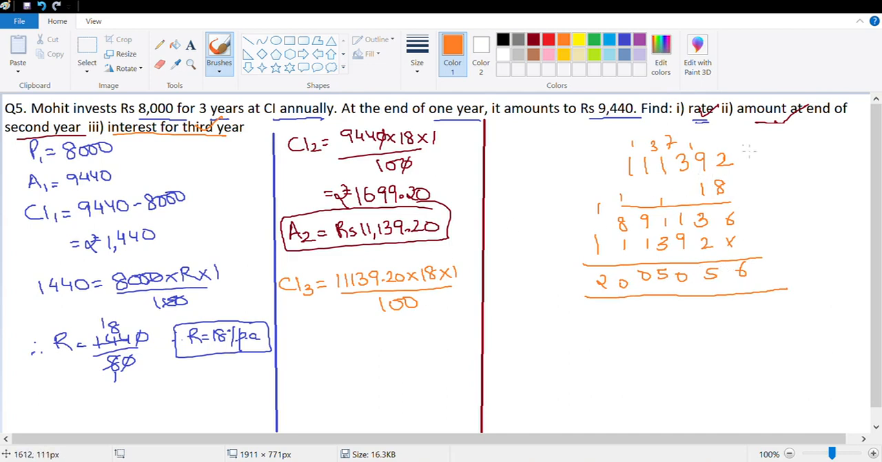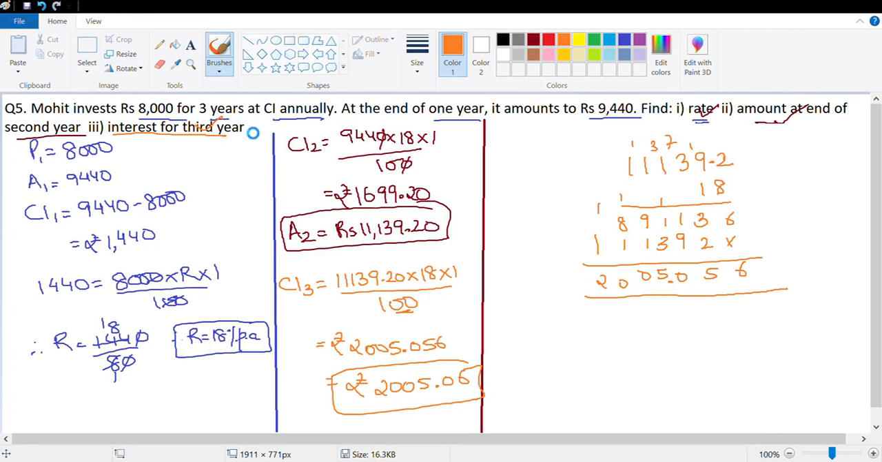How many decimals? There was one decimal here and there are two more decimals here, so that's 3. So this is equal to rupees 2005.056. Since this is money, we write it with up to 2 decimal places, so 2005.06. So that's the interest for year 3. Good. Let's look at the next homework question.